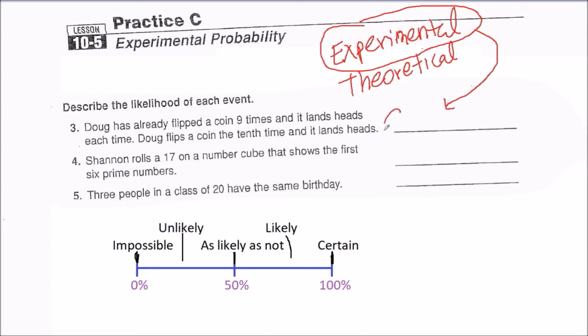That would be certain. If I base it off of the experiment, I go, every time Doug has flipped it, it's landed heads. So he's going to do it one more time, and how would I describe that it's going to land heads? I go, it's going to be certain based off of the experiment. However, I don't think probably that they want us to talk about the experimental results when we describe this event.